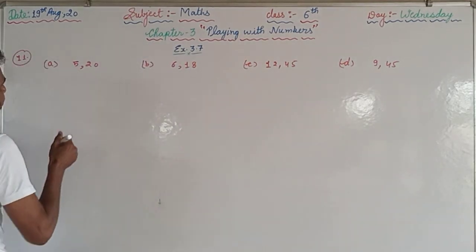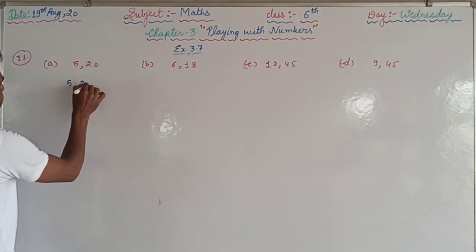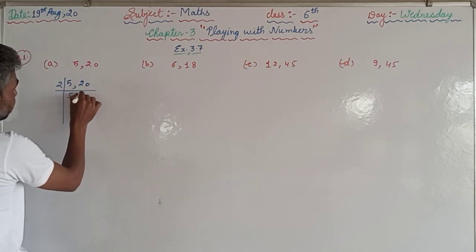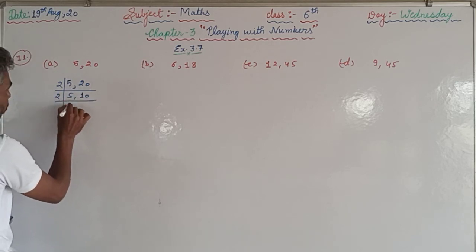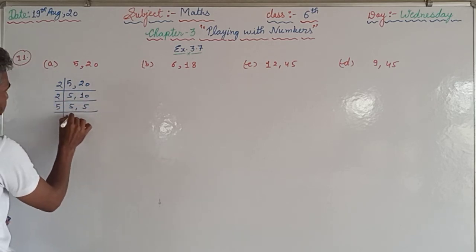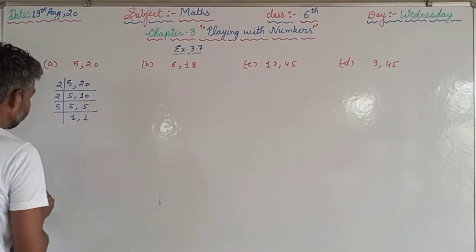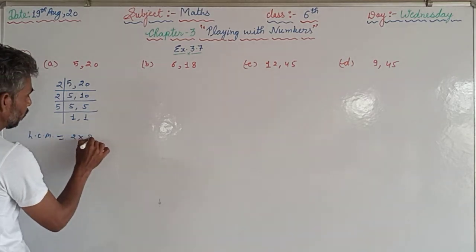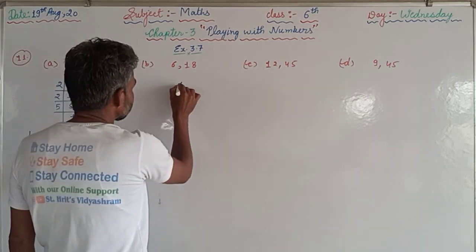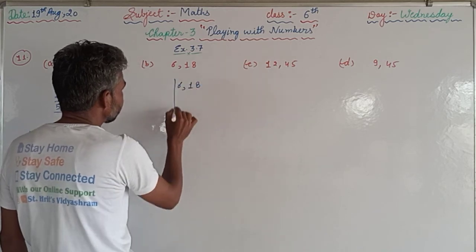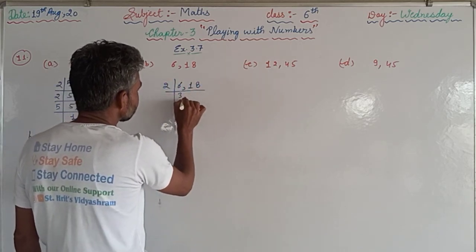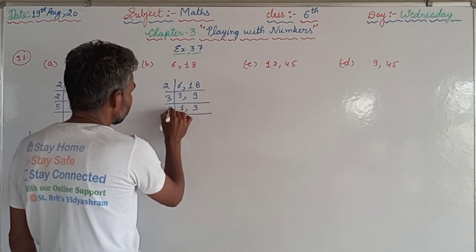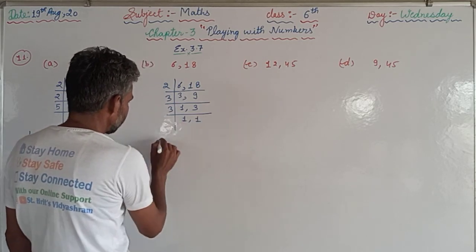So first of all, we will find the LCM of 5, 20. We will start with 2. 2 tens are 20, 2 fives are 10, 5 fives are 5, 1, 1. So the LCM is 2, 2, 5. Here 6, 18. We will start dividing with 2. 2 threes are 6, 2 nines are 18. Then 3, 3 ones are 3, 3 threes are 9. Then again 3.